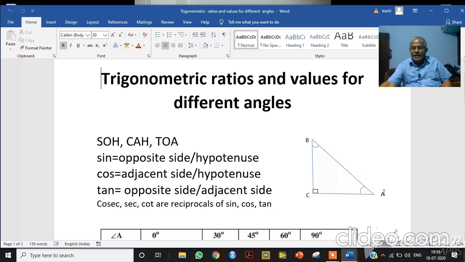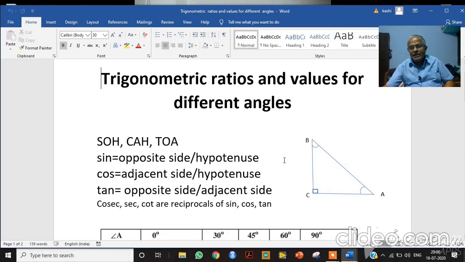You observe here, ACB is a right angle triangle. Here C is 90 degrees. Now we will define what is sine, what is cos, what is tan. Now I will give simple words to remember easily. See, for the sine function you have to remember SOH. SOH means S indicates sine, O indicates opposite side, H indicates hypotenuse.